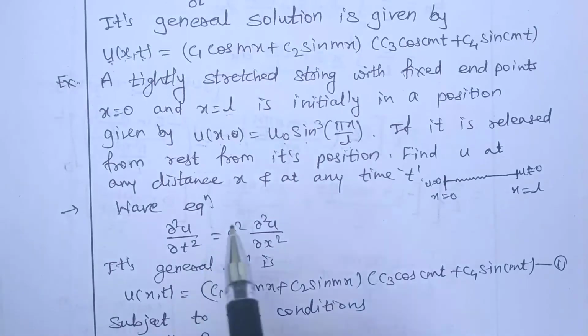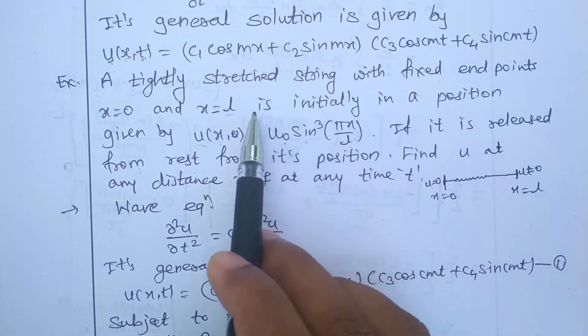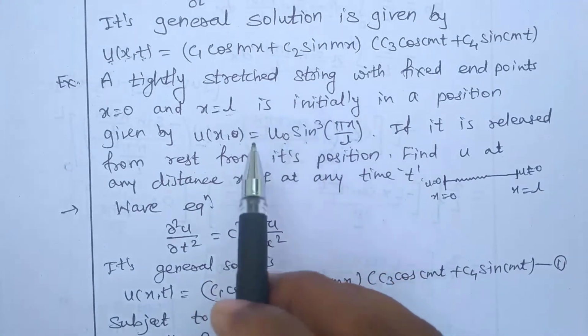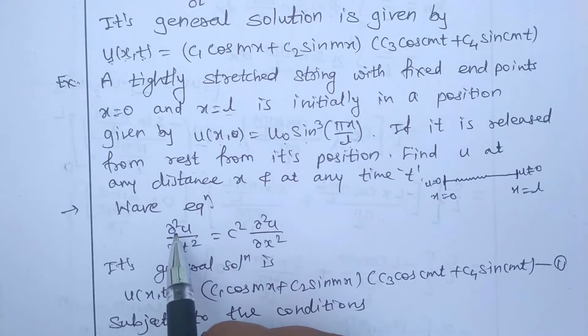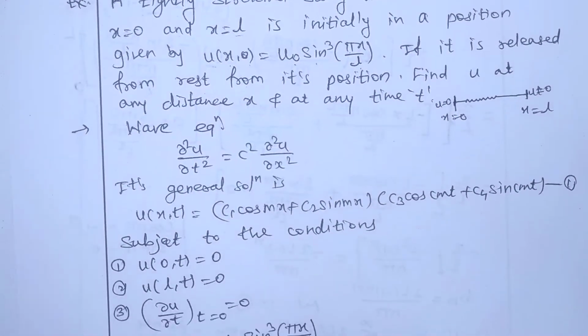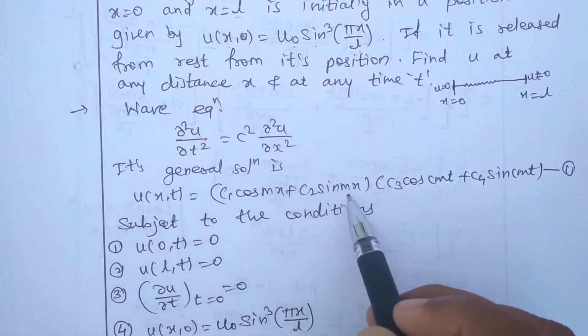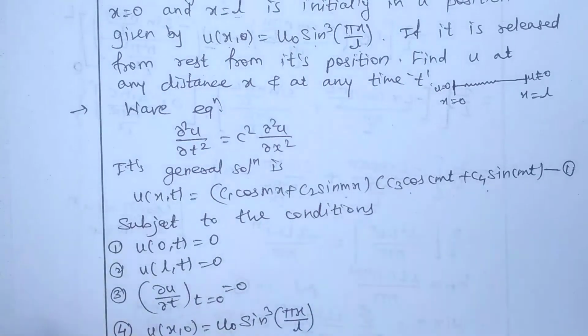We have been given information about a tightly stretched string having vibration, so we have to use the wave equation. The wave equation is ∂²u/∂t² = c² ∂²u/∂x². Its general solution is given by u(x,t) = (c1 cos mx + c2 sin mx)(c3 cos cmt + c4 sin cmt). Call it equation number 1.